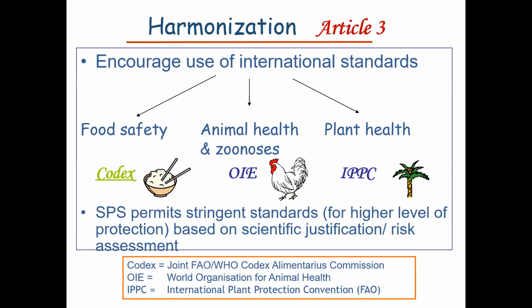But in case you want to have more stringent standards, that is higher level of protection, then you need to have a scientific justification or a risk assessment. Otherwise, you're going against the SPS agreement. So as long as your standards are aligned or harmonized with these three organizations' standards for different areas, they are aligned in the harmonization aspect of this agreement. But in case you want to have lenient standards, there is no bar. Any country can have lesser standards or lenient standards than these laid down. But if you want to have a higher level of protection or more stringent standards, then a scientific risk assessment is needed.